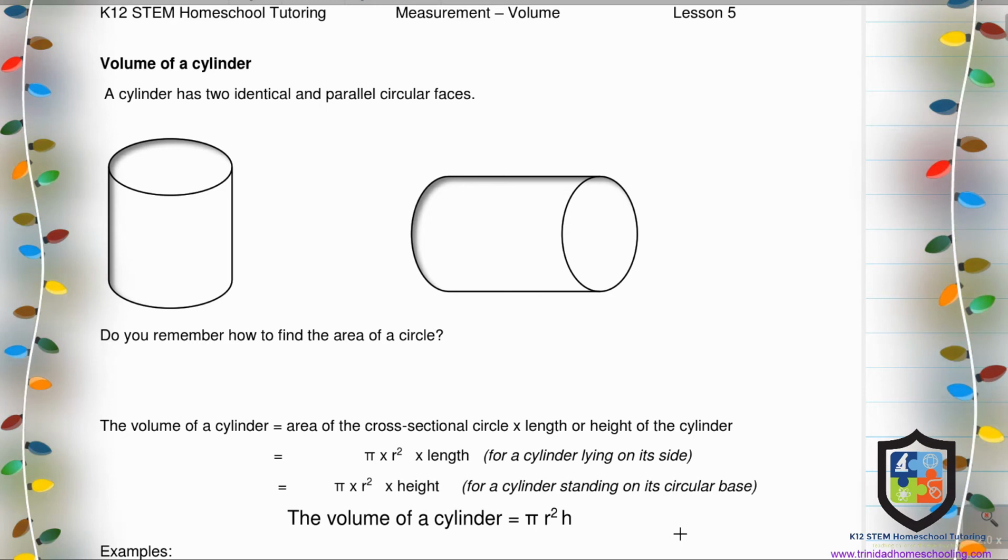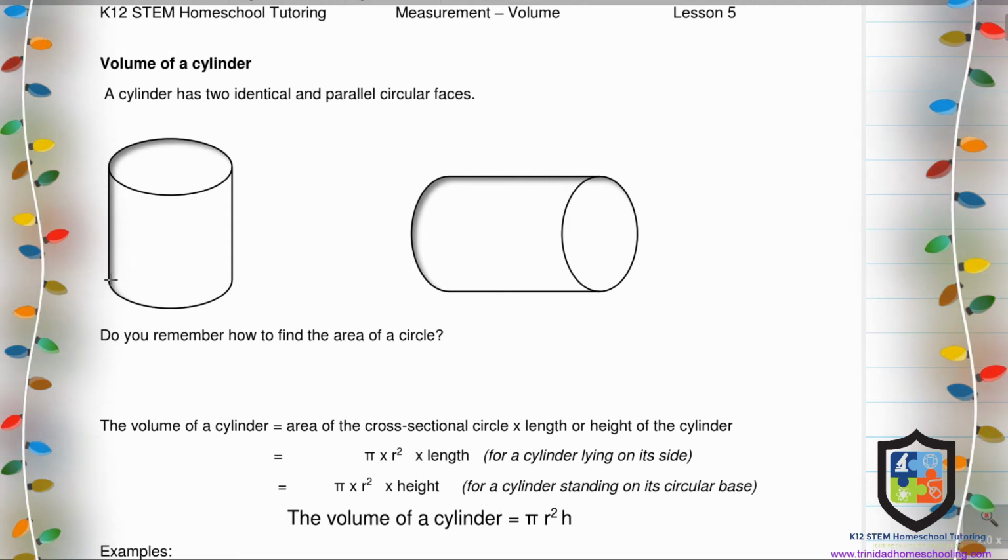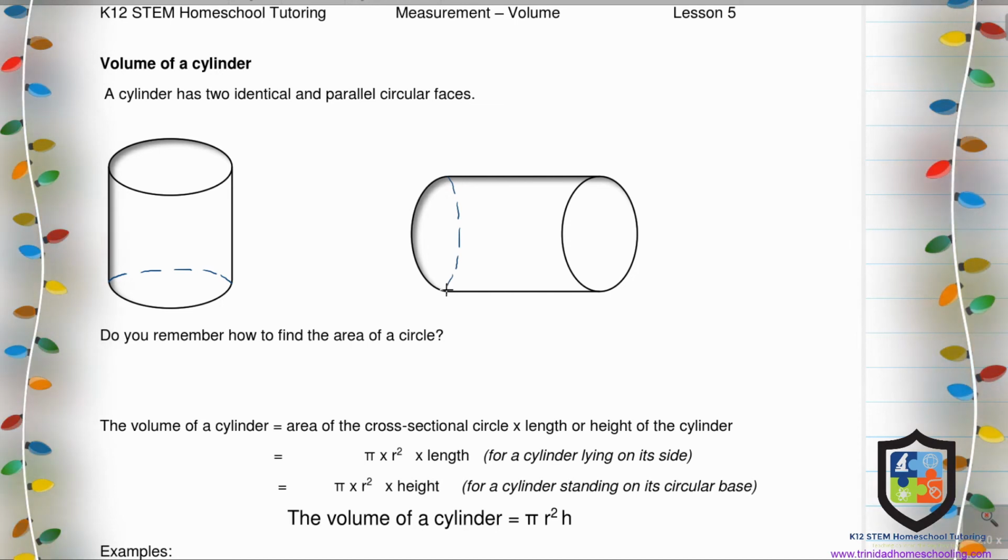Okay, so let's look at the volume of a cylinder. A cylinder has 2 identical and parallel circular faces. So we have a cylinder that's standing up. The other circular face that we're not seeing would be the hidden circular face that is resting on the surface. Okay, so we have 2 circular faces.